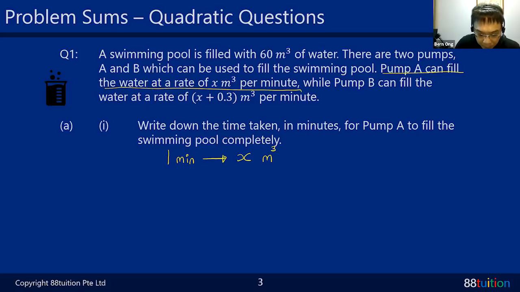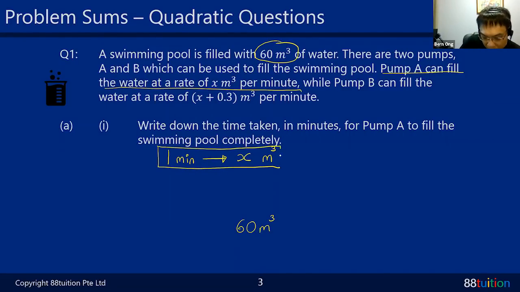Then the question says what? I need 60 cubic meter of water. Oh no, how to get from X to 60? That's the question. Can you see now? So at least I have a clue. This clue is given to me by the question.